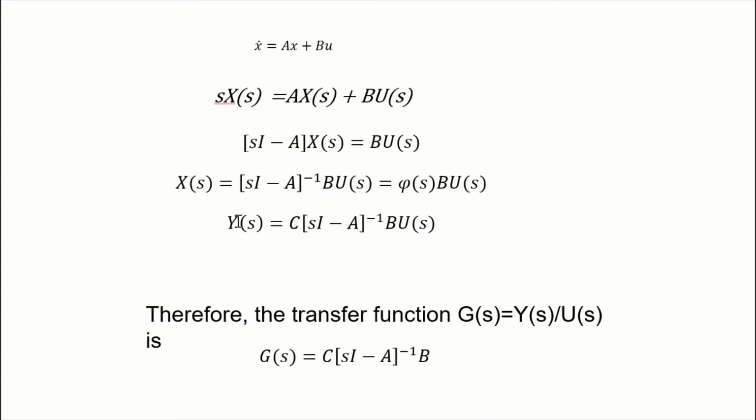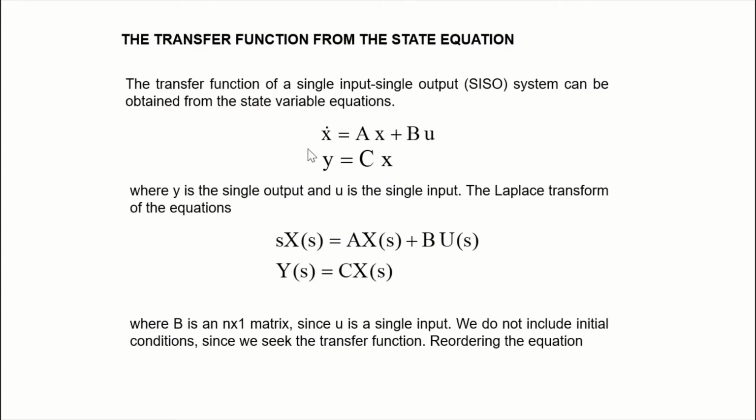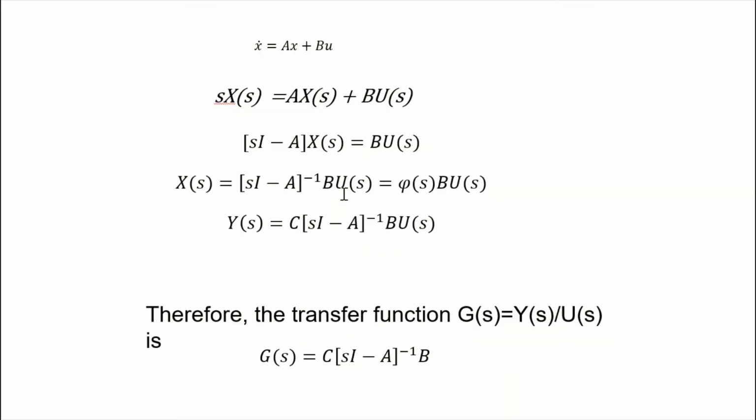But then the output y is given by c times x. Going back to here, y is c times x. So the output y will be c times this. So y is c into (sI minus A) to the minus 1, B times u. And our transfer function is given by y as something times u. So therefore this part here must be the transfer function.